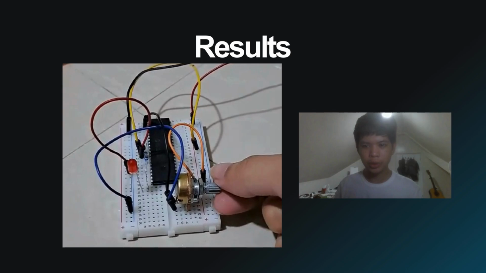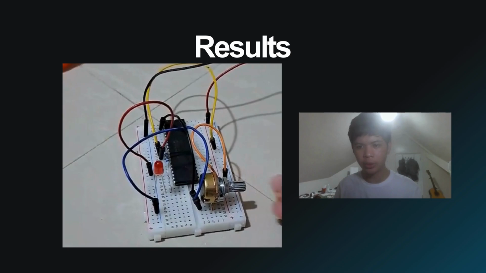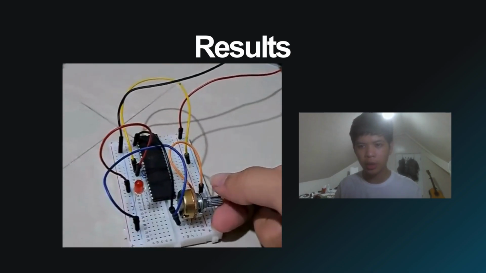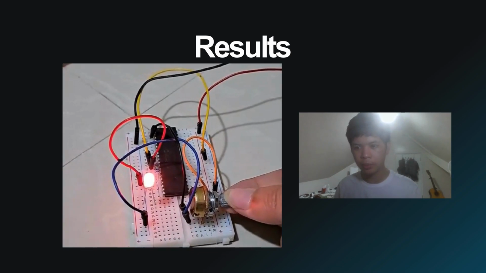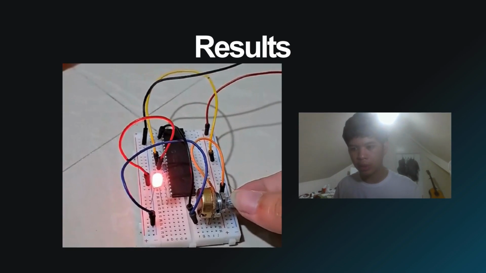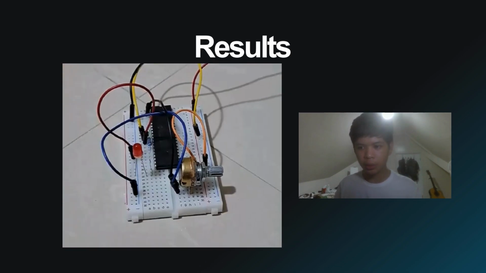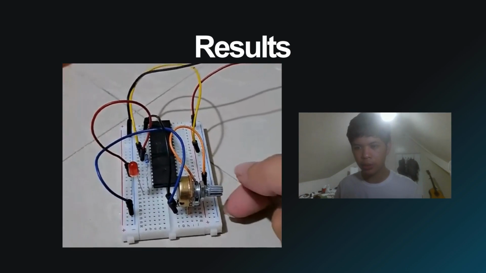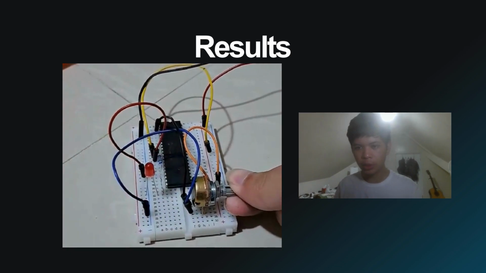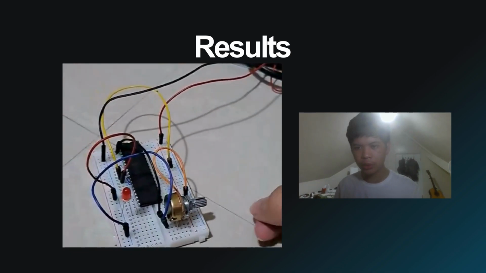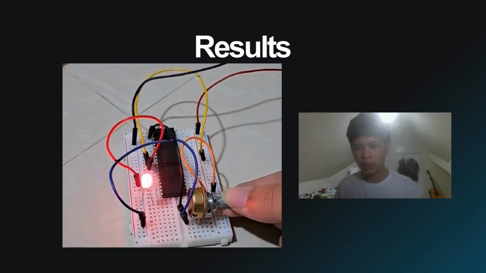So for the results, we can see here that in our circuit, we have a potentiometer that is connected to our RA0, or our input in ANX. And we have an LED that is connected to RA4. We can see here in the video that when the potentiometer is at a certain point in its rotation or value, the LED lights up.